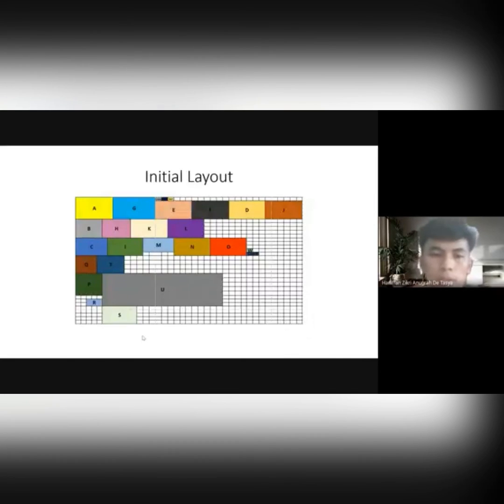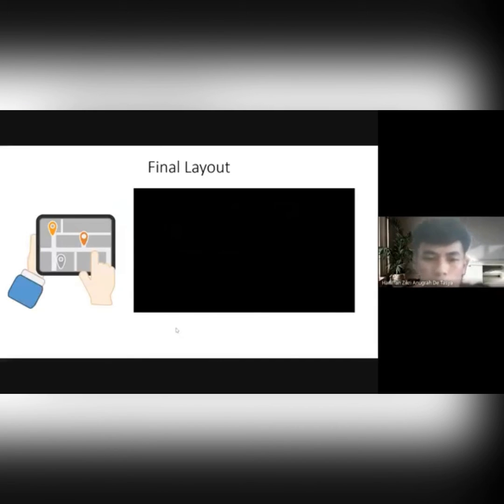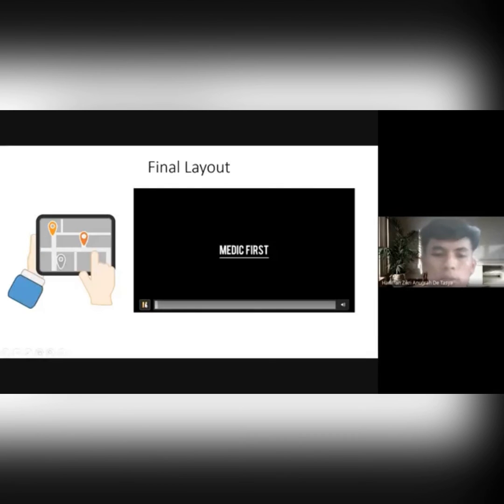Next, here is the initial layout of our company. So we got the initial layout after adding the activity relationship chart, ARC, and after adding additional facilities. So the next is the final layout. For the final layout, we use the software WinQSB and SketchUp. So here is our final layout of the company.